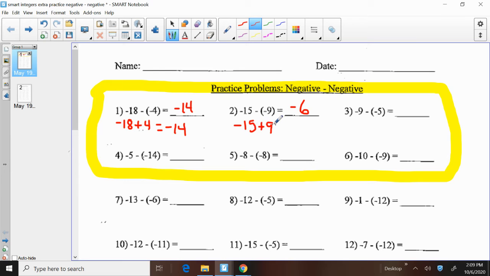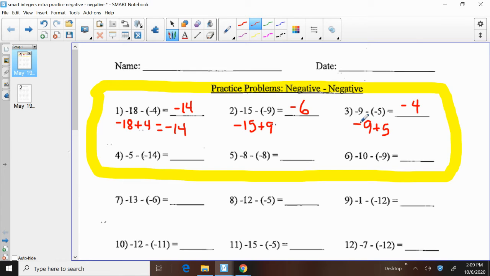Or I can say what's larger, my positive or my negative number. My negative number is larger, so my answer is going to be negative. What's 15 minus 9? 6. So my answer would be negative 6. And then moving on, negative 9 minus negative 5. Again, a minus a negative becomes a plus. So negative 9 plus 5. If I borrow $9 from somebody, that's negative 9. If I pay them back $5, I borrowed 9, I paid back 5. Now I only owe them 4. So it would be negative $4 that I owed them.